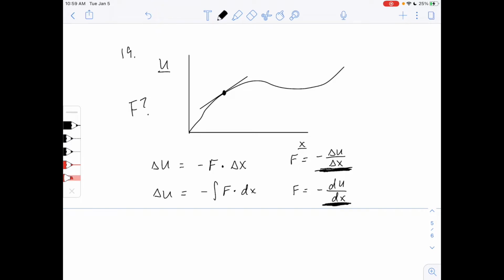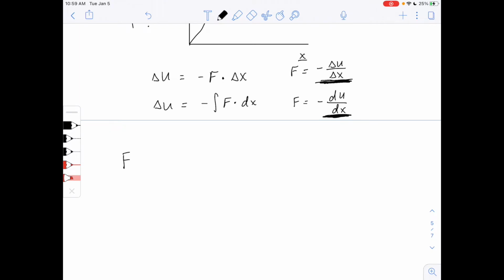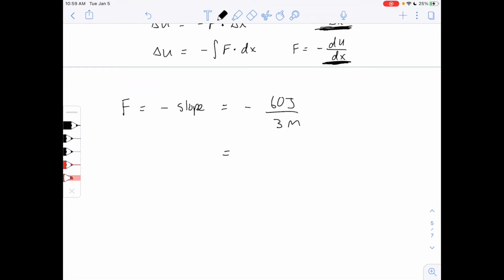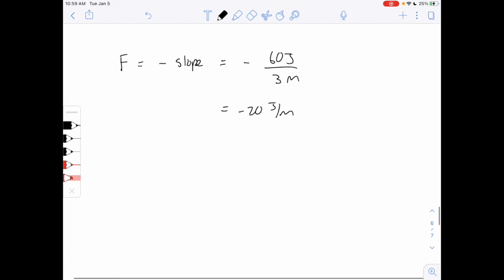But if we look at the graph for number 19, the line is linear, so it shouldn't be a problem to find the slope of that line. So for 1 meter, you're finding the slope of that first line, actually the negative of it, to get the force. So the force in this case is negative of the slope, and we can just do rise over run. So this is going to be negative 60 joules divided by 3 meters. And so we end up with a force of negative 20 joules per meter.